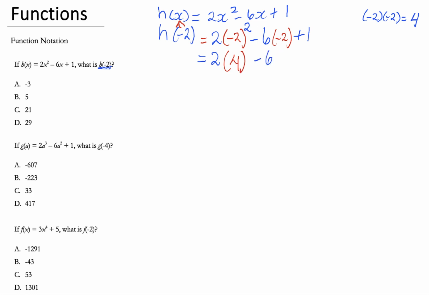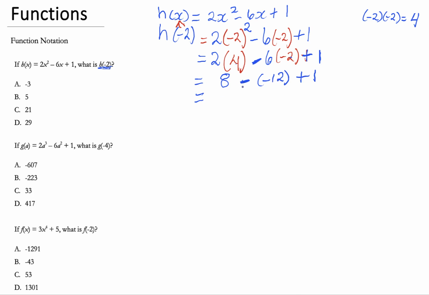I'm going to bring down all my other values. Now we're going to move on to our next step, which will be multiplication. 2 times 4 is 8. This is my operator, I'm going to keep that. Now 6 times negative 2 is negative 12, and then plus 1.